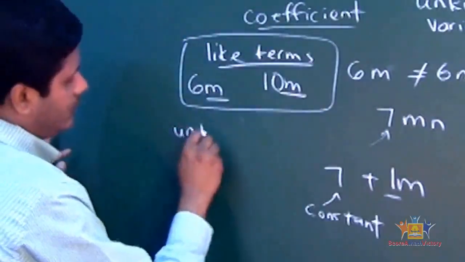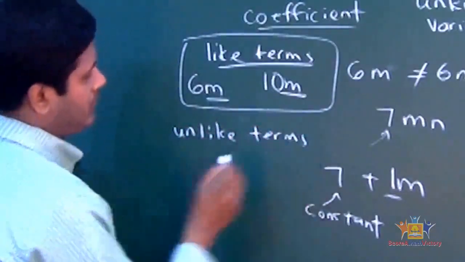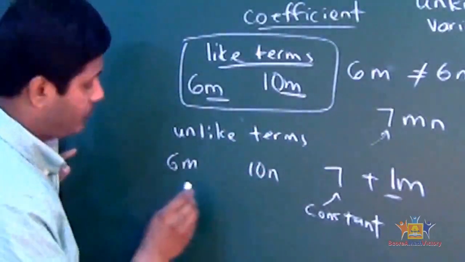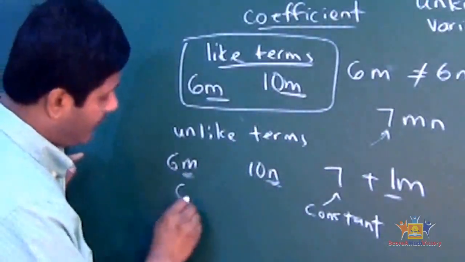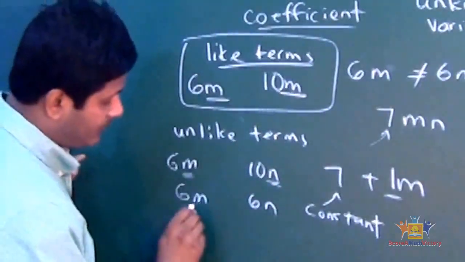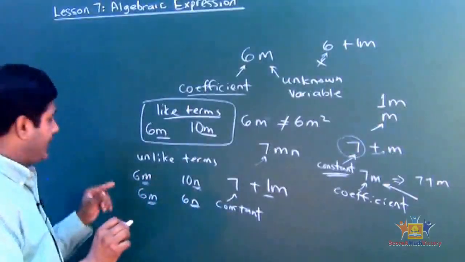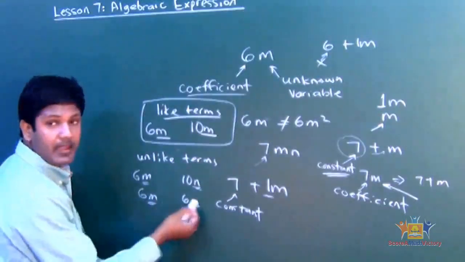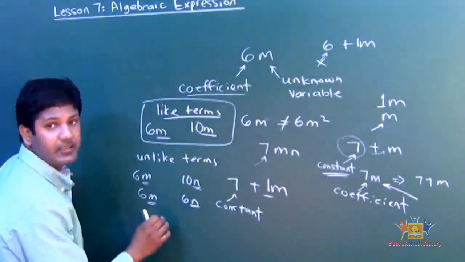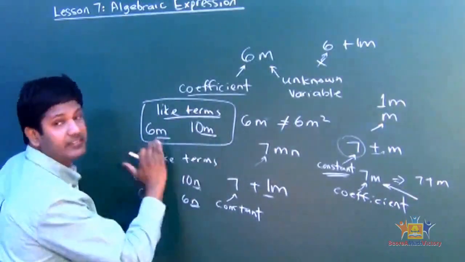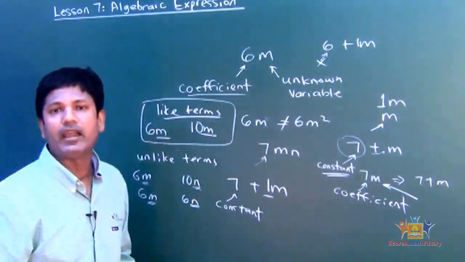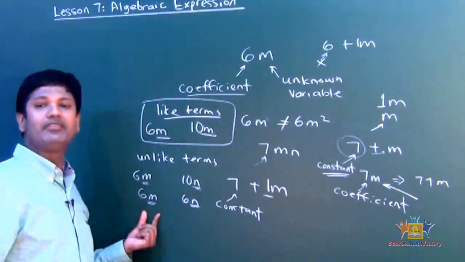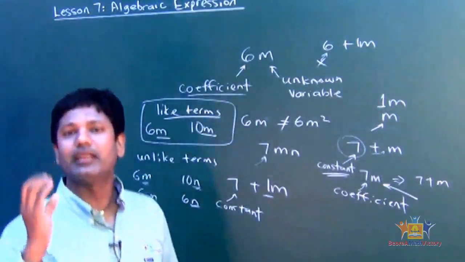Now, unlike terms. Let's see if we take 6m and 10n. Now this is unlike terms. Why? See the m and n. The coefficient doesn't matter. Even if I have 6m and 6n, they're still not like terms. It's the unknown that decides whether it's like terms or unlike terms. In this case, m and n are two different unknowns. If I say m is 5, this one is 5, that one also 5. If I say m is 5, n I don't know. I know m is 5, but I don't know what n is. That's why they are unlike terms.